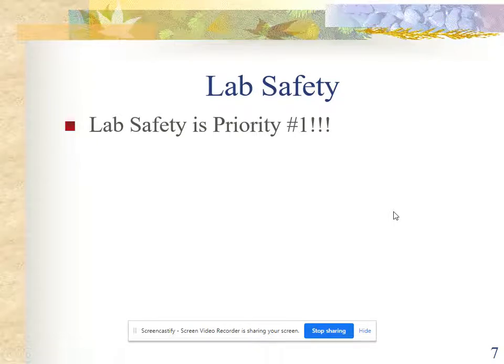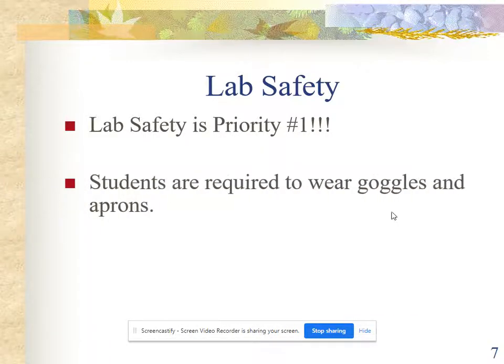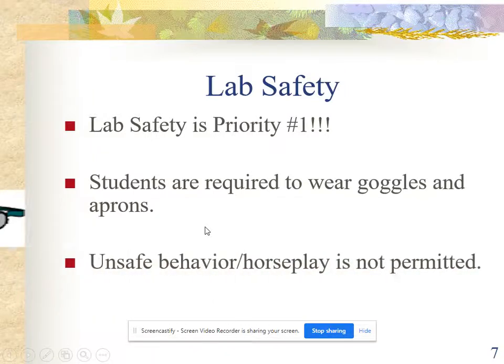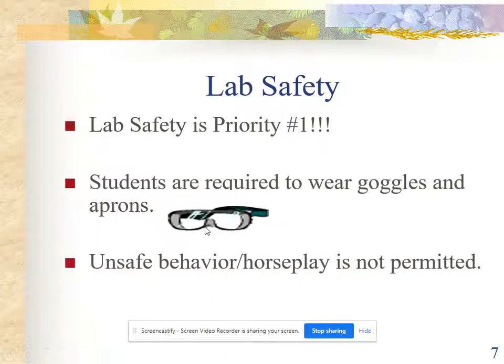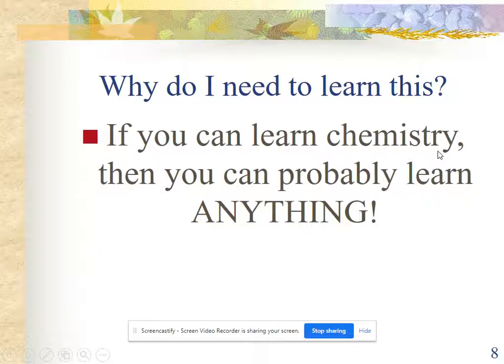Lab safety is our first priority. We always talk about lab safety before we go perform a lab. Students are required to wear their own goggles, and as needed, they'll wear lab aprons. And unsafe behavior or horseplay in the lab is not permitted. I have a zero tolerance policy, so any student who is not on task in the lab will be told to sit down, and they'll receive a 0 for that lab.